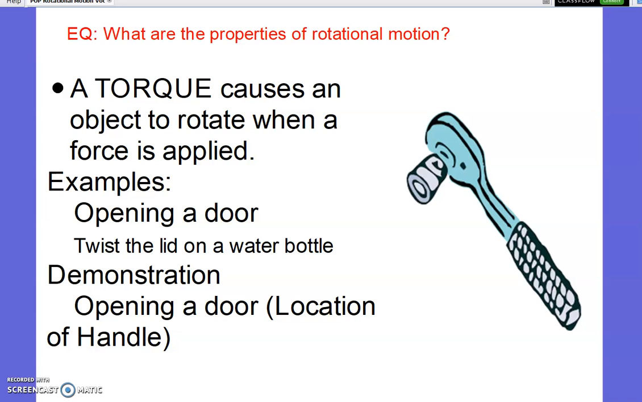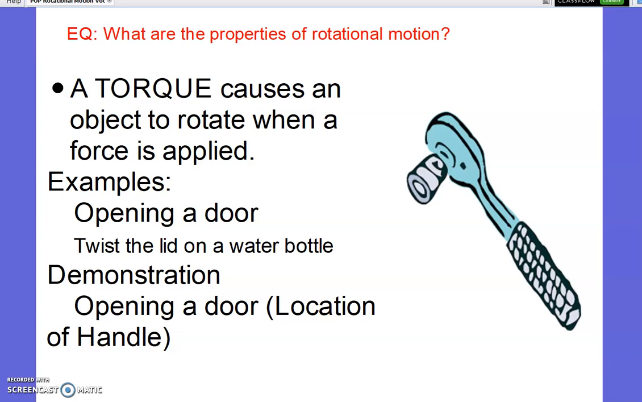The next thing we want to talk about is the idea of torque, which we've talked about already. Torque is a twist or a turn, and it causes an object to rotate when a force is applied. Some examples of torques would be opening a door, where we rotate the door, or twisting the lid on a water bottle, where we are twisting that cap.